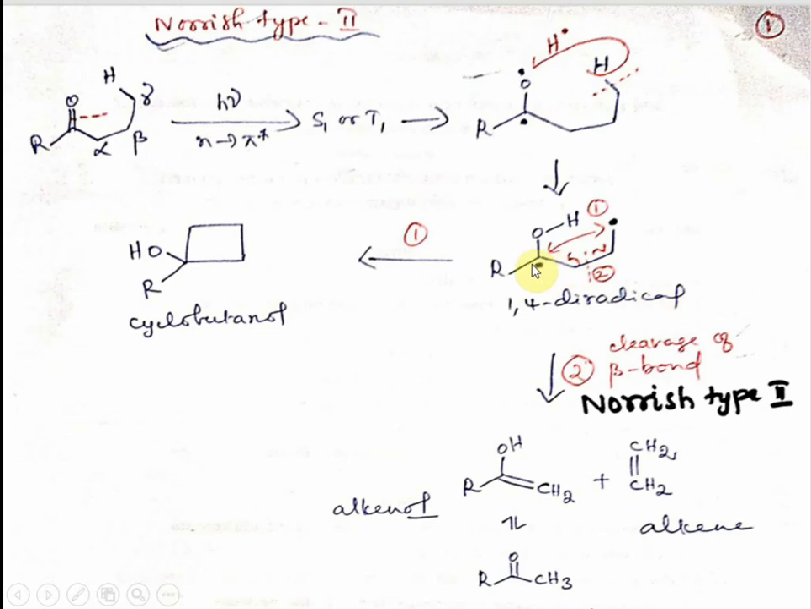In this 1,4 biradical, if ring closure occurs, cyclobutanol will be formed. That is not related to Norrish Type II. In another pathway, this alpha beta bond gets cleaved and there will be a formation of alkenol and alkene. This cleavage of the bond in this step is called the Norrish Type II reaction.